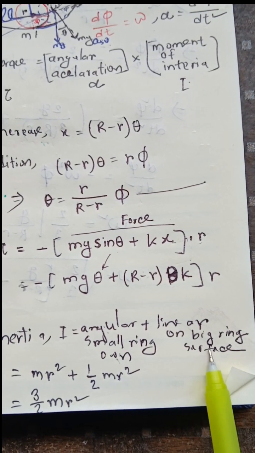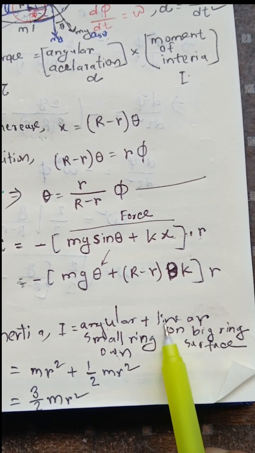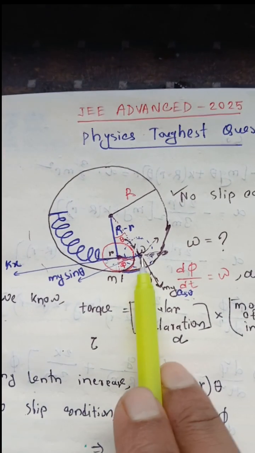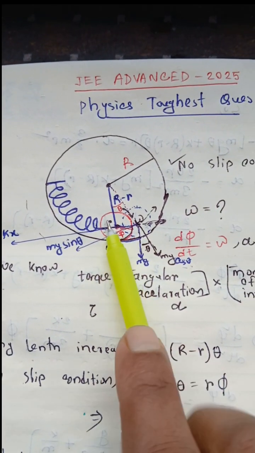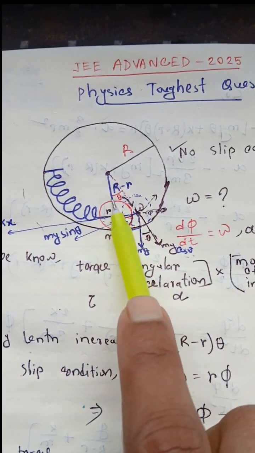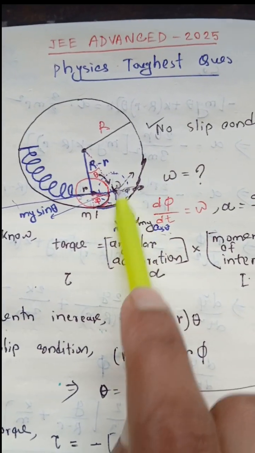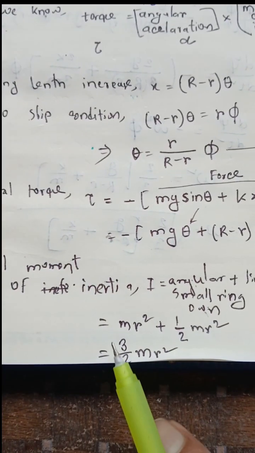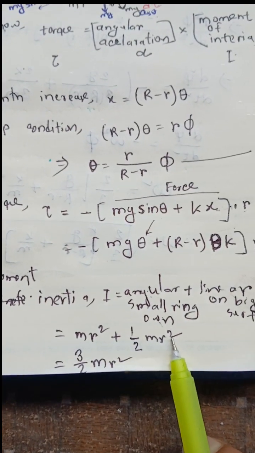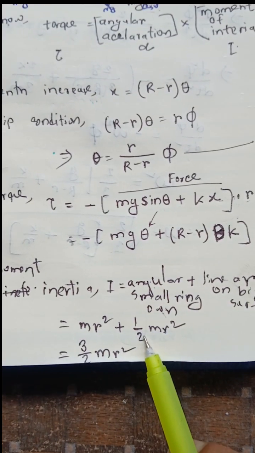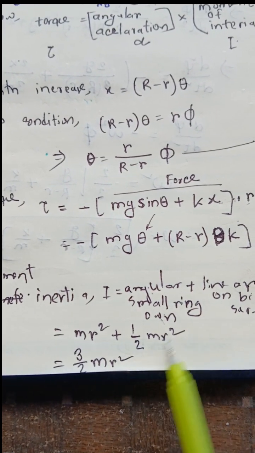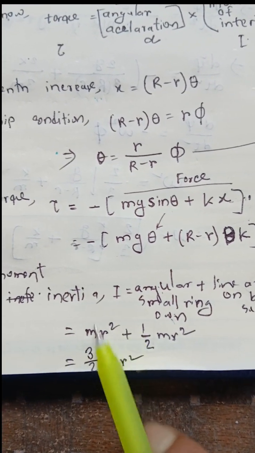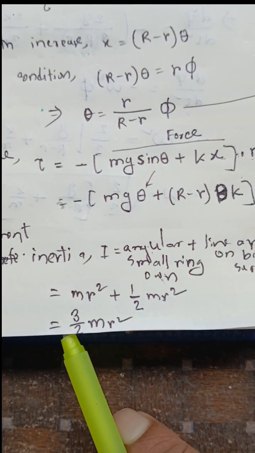Then for the total moment of inertia, we find the small disc's own inertia and that of the big ring. Inside the surface of the ring the disc rotates, and it also rotates through the surface. So we find m r square plus half m r square. This is the small disc's angular momentum term, and this is the inner surface. So we find the total moment of inertia, 3/2 m r square.